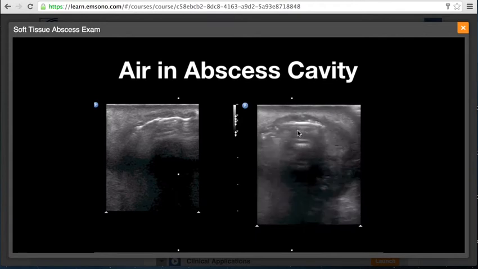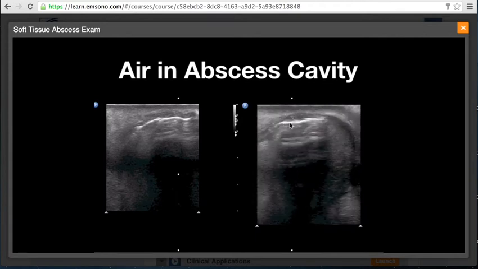And here it is in the sagittal plane here. Again, you can see a large amount of air here. There are posterior reverberations here, and you can see the abscess cavity a little bit off to the side here. This was a patient who was taken to the operating room for his incision and drainage.